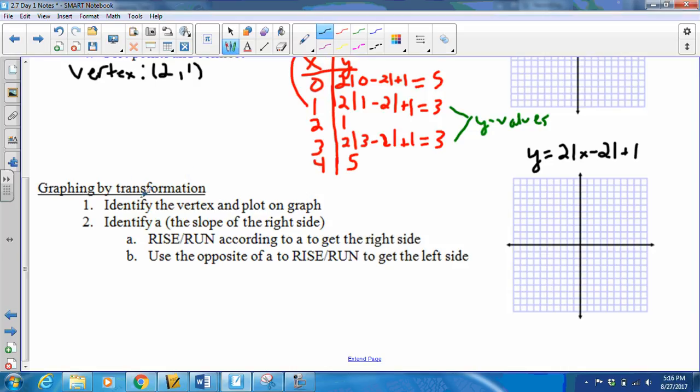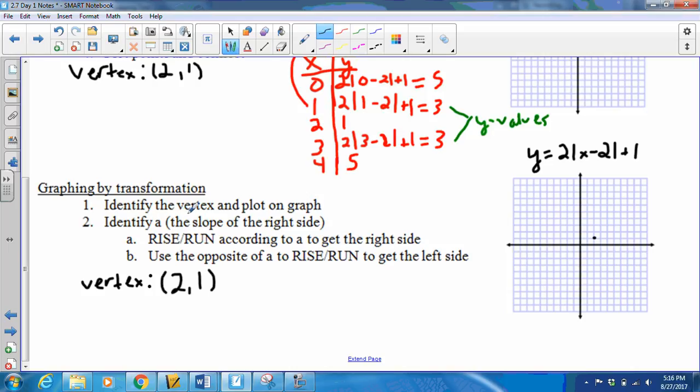Okay. So once again, we have to identify a vertex. You should always identify your vertex. It makes it a lot easier to graph your function. Now, we already said that our vertex was 2, 1, and we're using the exact same function as above. So we just basically rewrite that, so it's 2, 1. Now, we need to plot that on the graph. So there we go. Now, here, what we need to do is identify A.